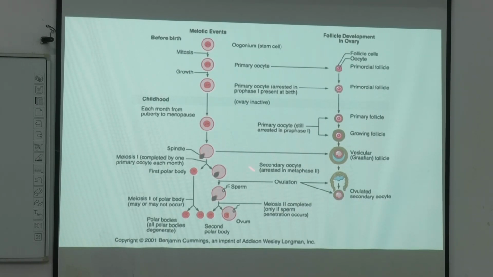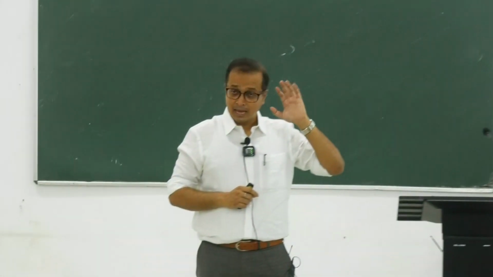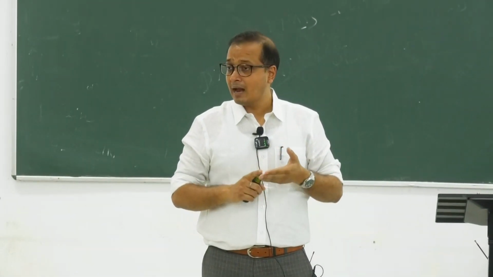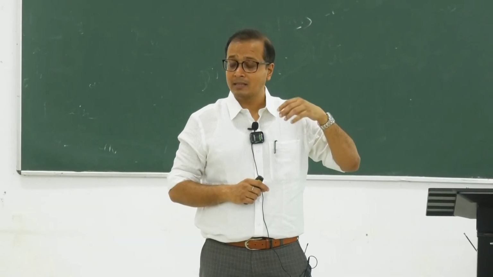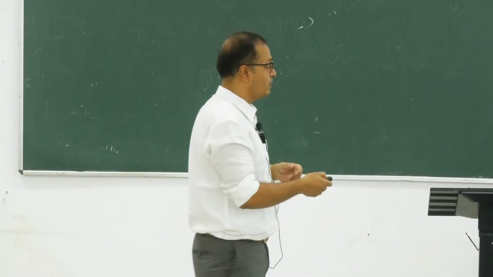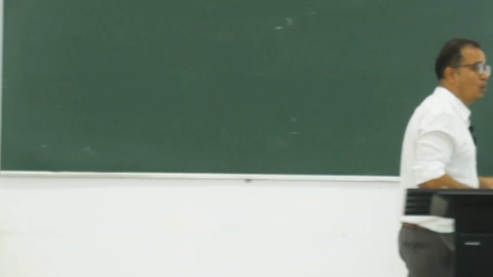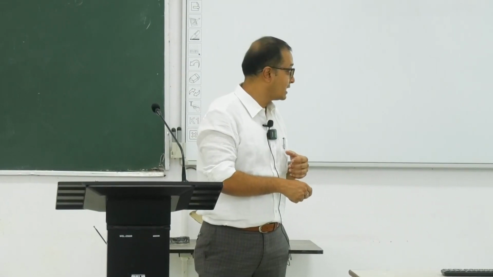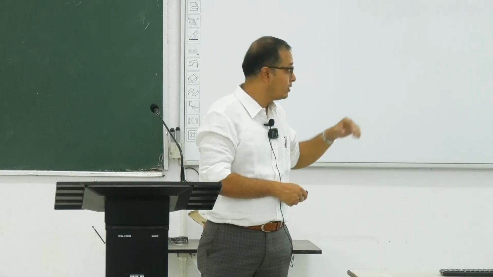So oogenesis has two different arrests at two different stages. One is at the age of 5 months, and the other is at the time of fertilization, whether it happens or not. The first arrest, of the primary oocyte before becoming the secondary oocyte, is at prophase 1, from the 5th month of life to puberty.